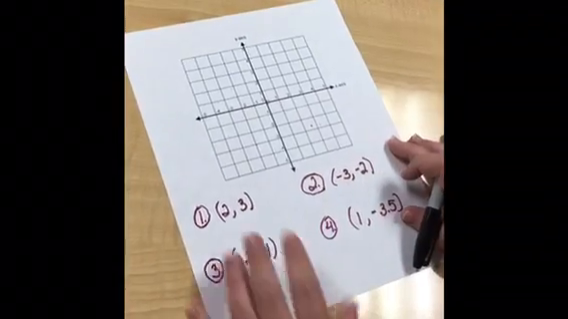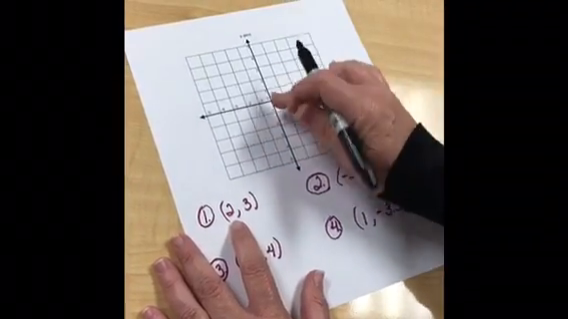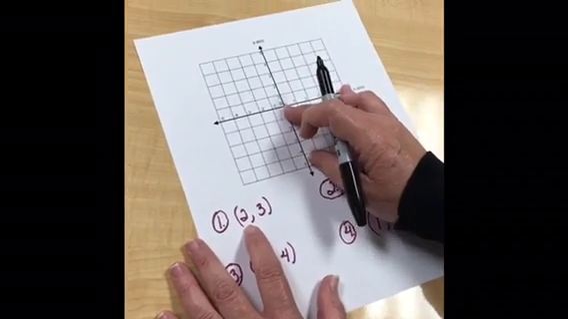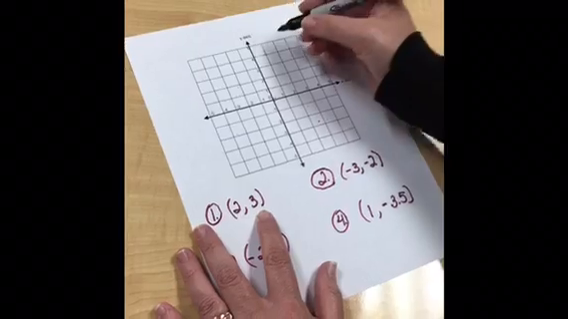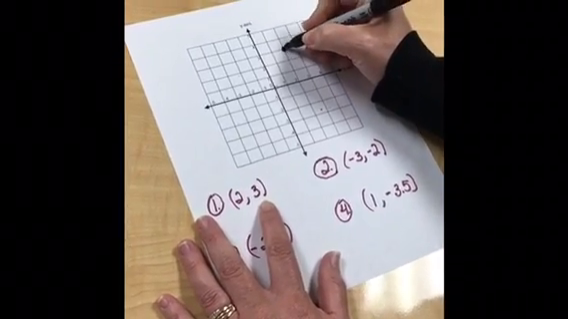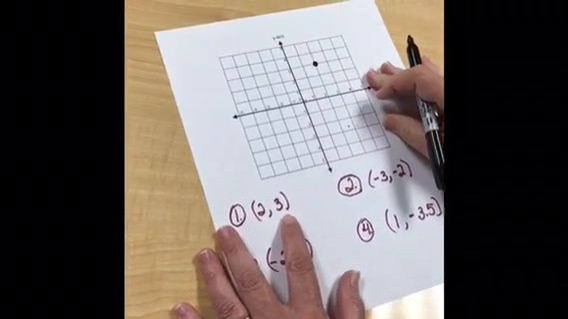So I'm going to start with number 1 right here. I'm going to start at the point of origin and I'm going to run to a positive 2. Then I'm going to jump up to a positive 3. And so that is where my point is.